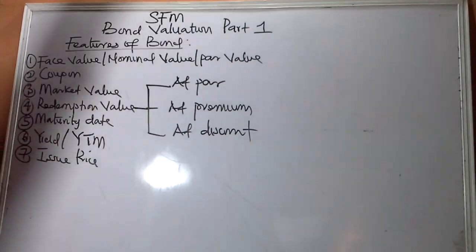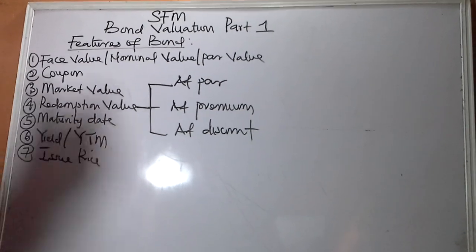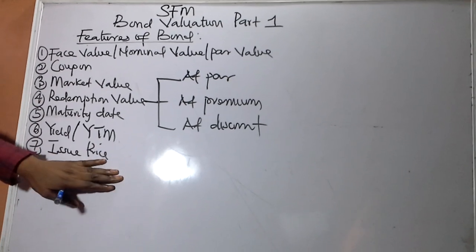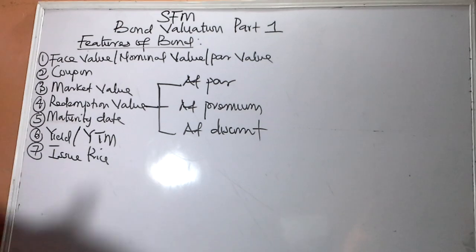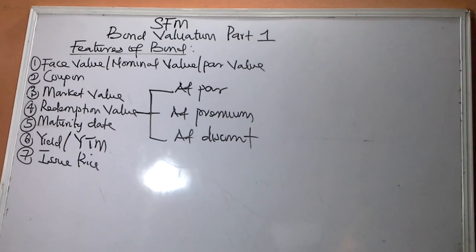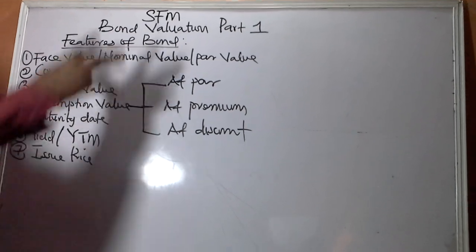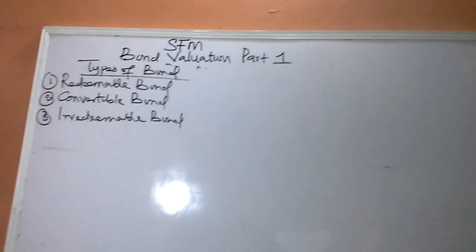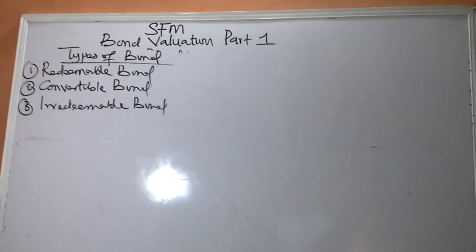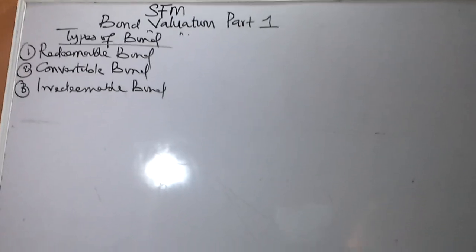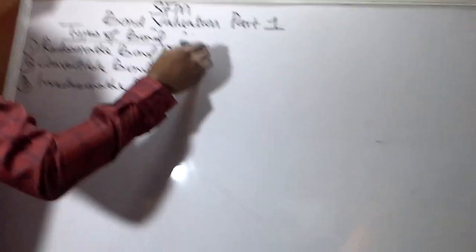We are going to talk about this more in cost of capital. The last one now is the issue price, the price at which the bond is issued to the market. So these are the basic features of a bond. Now, the types of bond. A bond can be classified into 3. One is called redeemable bond, or you may say dated bond.